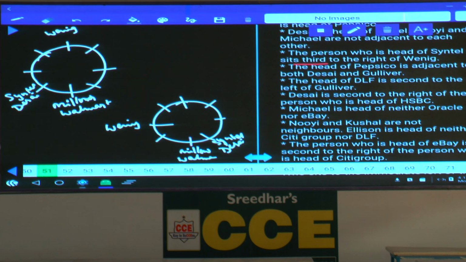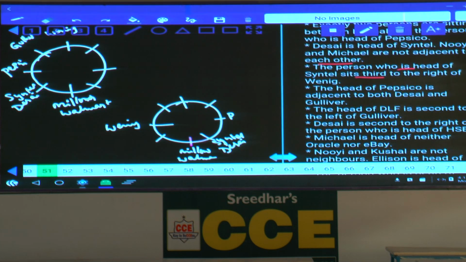And the head of PepsiCo is adjacent to both Desai and Gulliver. PepsiCo is adjacent to whom? Both Gulliver and Desai. Desai is already here. Now this PepsiCo is adjacent to Desai and Gulliver, and this person is Gulliver. Clear now? PepsiCo is adjacent to Desai and Gulliver.